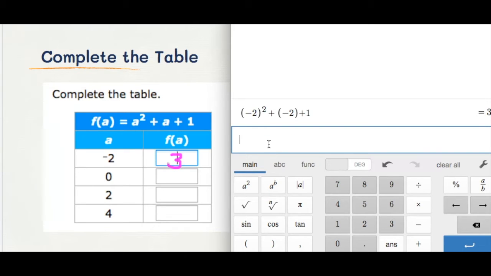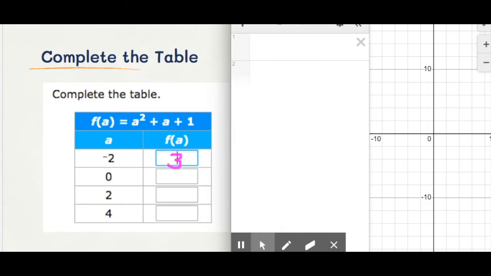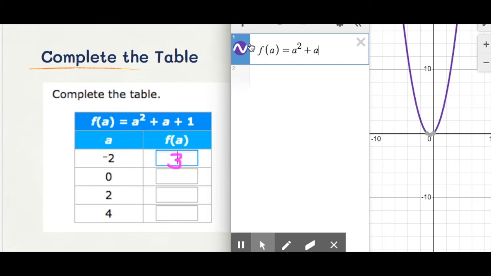If you like, there's also one more way to do this. You could use the Desmos graphing calculator and type the whole function in. So you can type f parentheses a. We normally call this f of a in English. So we could type f of a equals a squared plus a plus 1. Then you can look at the graph and look for each value. So when a is 0, what is f of a? So when a is 0, f of a is 1.